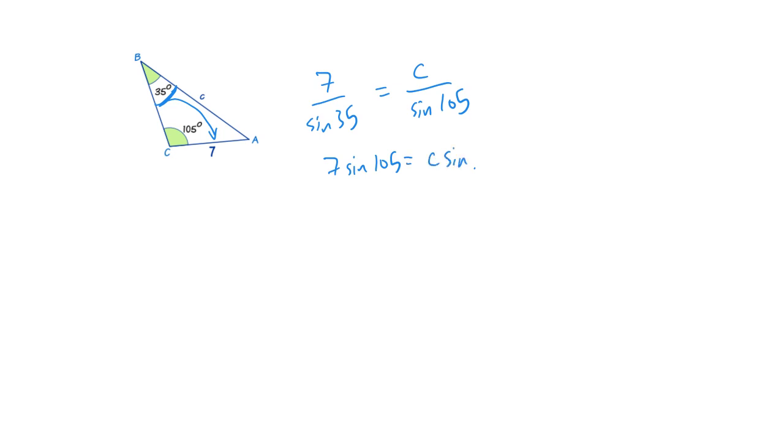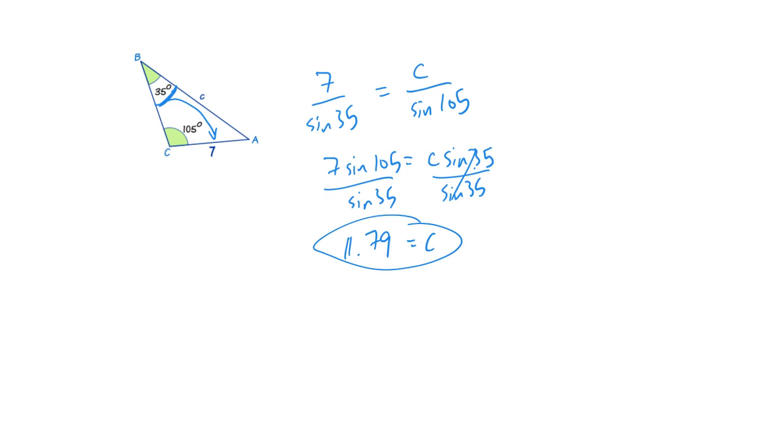We get 7 times sine of 105 is equal to C times sine of 35. I'm going to divide by sine of 35 on both sides and find out what the length of C is. So I'm getting 11.79. Sometimes it'll say centimeters or feet or something like that. Again, we can find the measure of angle A by doing 180 minus the two angles. And that ends up giving me 40 degrees for angle A.